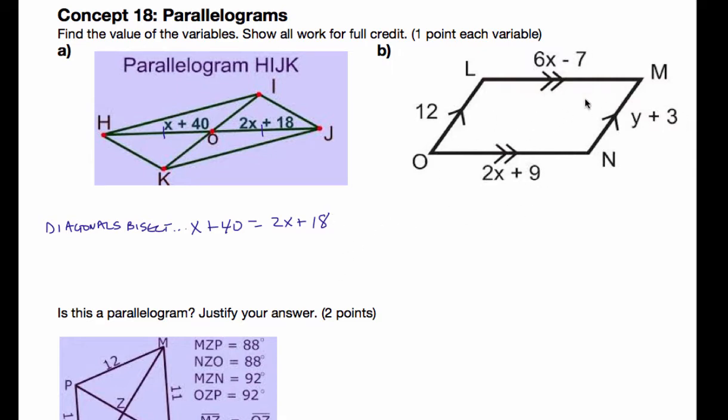Here, same way. We got to know opposite sides are equal. So we're going to solve two equations. Number one, 12 equals y plus 3. Also, 2x plus 9 equals 6x minus 7. Okay, so those are the two equations we're going to solve. Opposite sides are congruent like this.